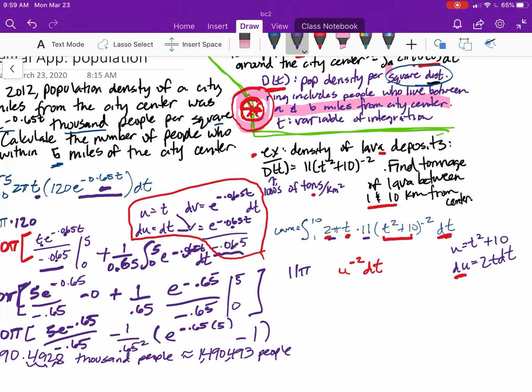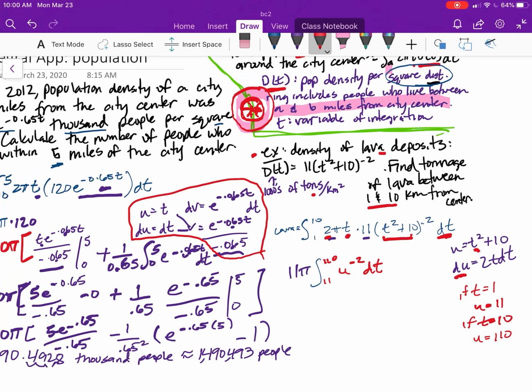Now, also, I like to change the bounds. You don't have to, but we have t ranging from 1 to 10, right? So if t is 1, then I'd have 1 squared is 1 plus 10, so 11. So therefore that 1 changes to 11, and then u is 11. If t is 10, I'd have 10 squared plus 10, 110, then u is 110.